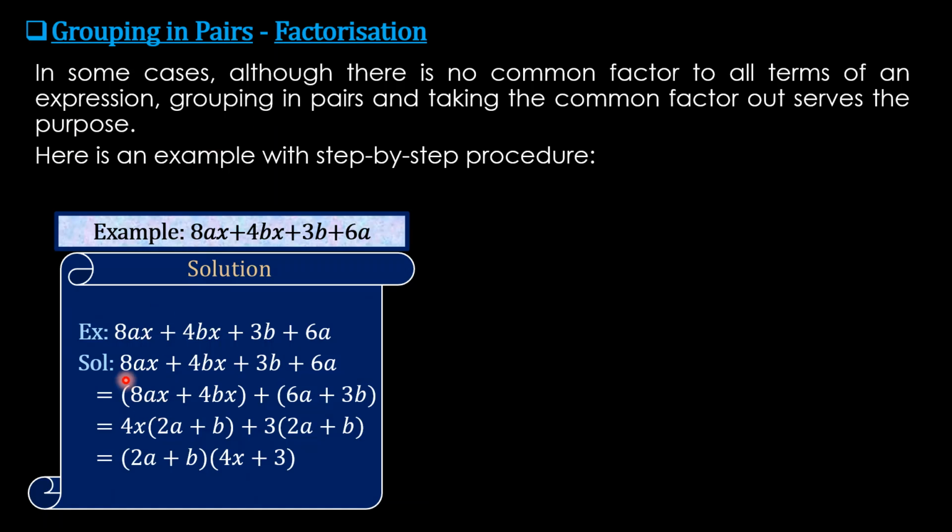In this example, out of these 4 terms, we group them: 8ax plus 4bx in one group and 3b plus 6a in another group, although we write down in the other sequence, 6a first, then 3b later. After that, we take 4x as common factor from these 2 terms, and we have 2a plus b. Then 3 from these 2 terms, 3 as the common factor, we have 2a plus b here. Now 2a plus b, we take it as a common factor out here, and we have left over 4x here and 3 here. That's how we factorize by grouping in pairs.